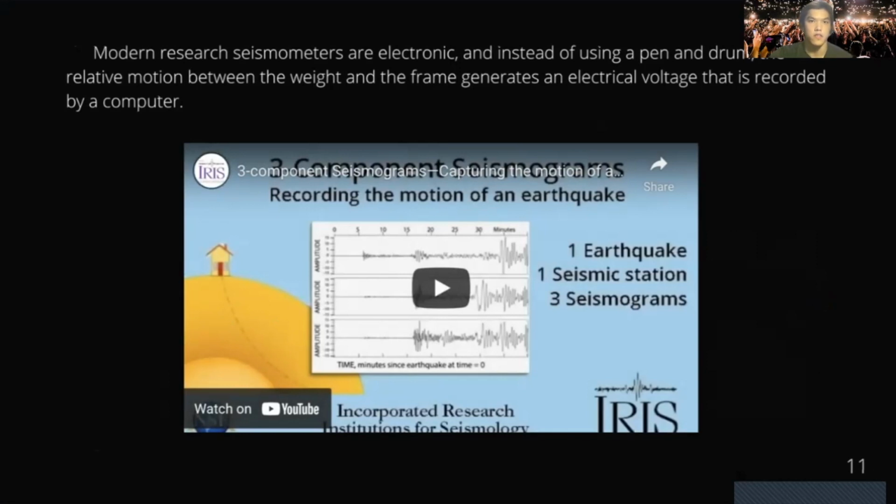Modern research seismometers are electronic, and instead of using a pen and drum, the relative motion between the weight and frame generates an electrical voltage that is recorded by a computer.